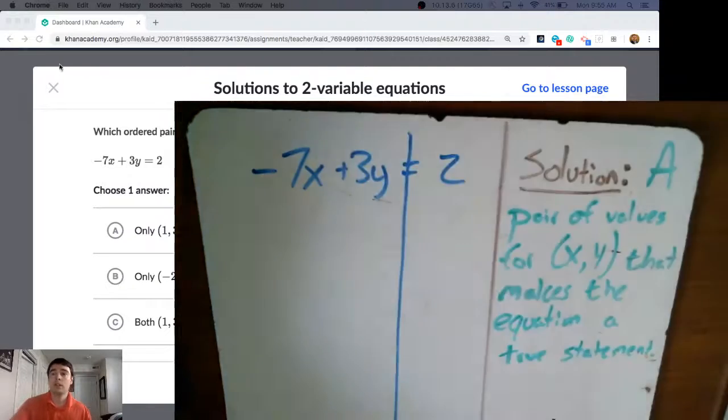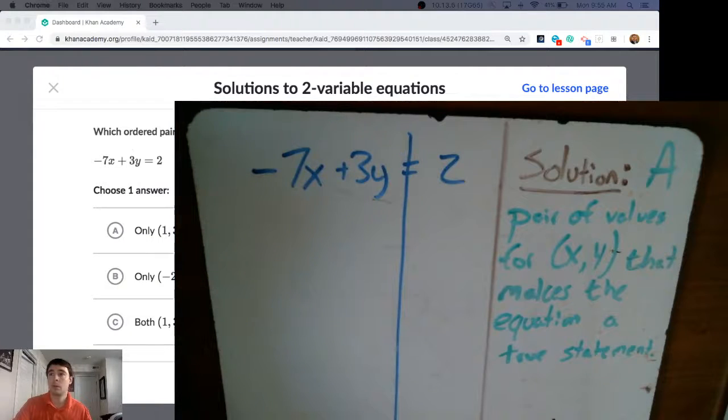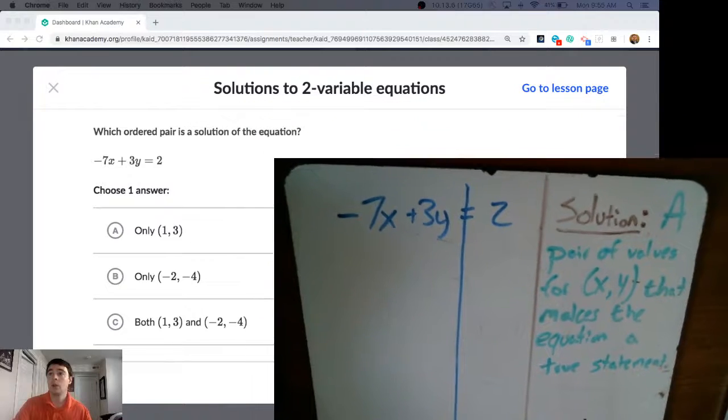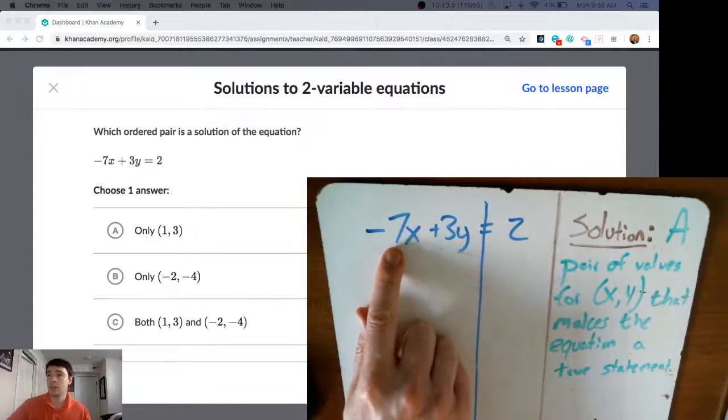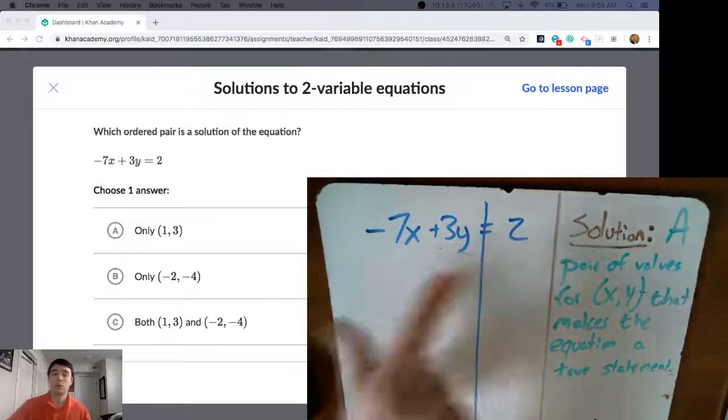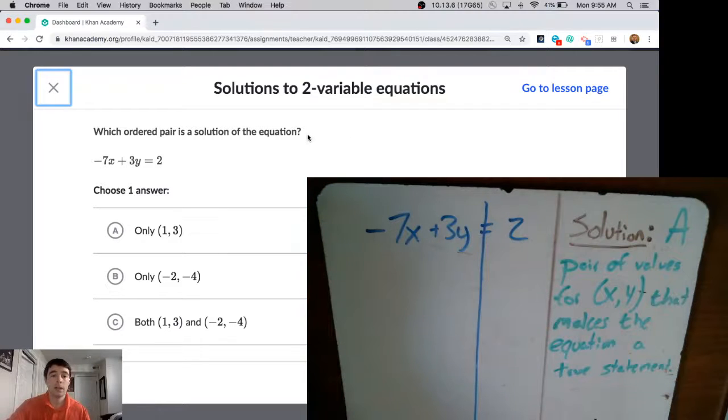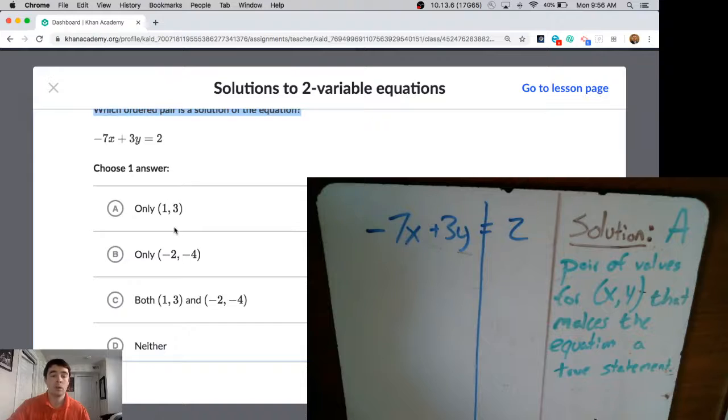So in this first example, and let's make the whiteboard a little bit smaller now, we're given the equation negative 7x plus 3y is equal to 2. And Khan Academy asks us which ordered pair is a solution of the equation. So they're not asking us to solve this equation, they're asking which of these possible pairs could be solutions to that equation. We see 1 and 3, negative 2 and negative 4, option C says both of them, option D says neither.